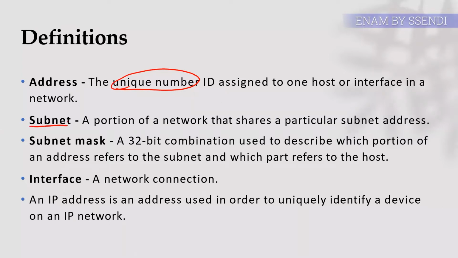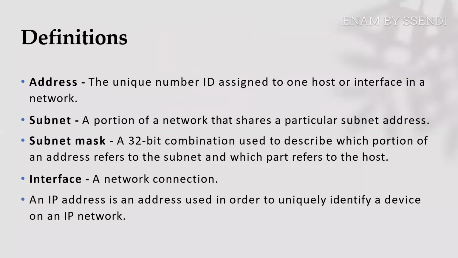And when we say subnet, we are basically looking at a subnetwork, a portion of that network that shares a particular subnet address. We are going to look at what the subnet address is, or what we call the subnet mask. Just like our IP address, which is 32 bits long, it's also a 32-bit combination used to describe which portion of an address refers to the subnet and which part refers to the host. Its main aim is to let us distinguish between our network bits and our host bits. That is the use of our subnet mask.